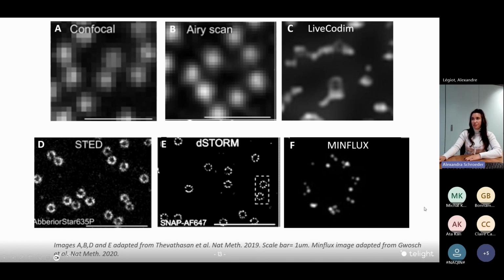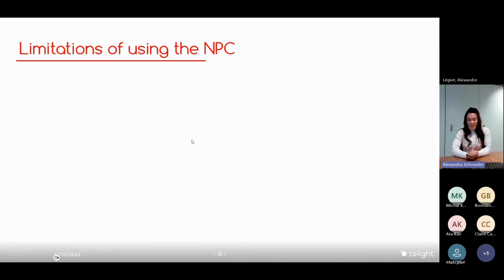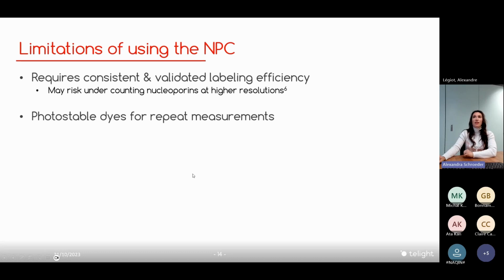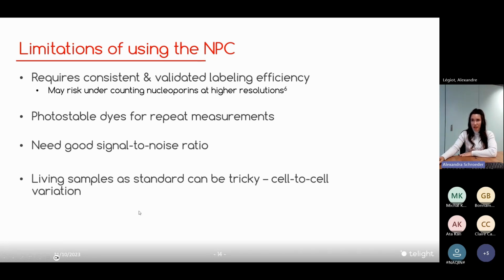You can see down to the single nanometer level. And so this seems like a great opportunity to also mention that there are still some limitations of using the nucleopore complex. It does require consistent and validated labeling efficiency, which could cause one to risk undercounting nucleopores, especially at the higher and higher resolution techniques. It also means that you want to choose a photostable dye to make repeat measurements and avoid photobleaching. This system would also still need a good signal to noise ratio, so making sure that illumination is set correctly.